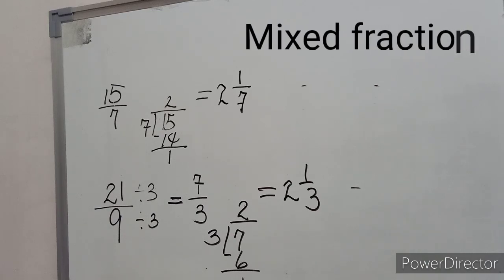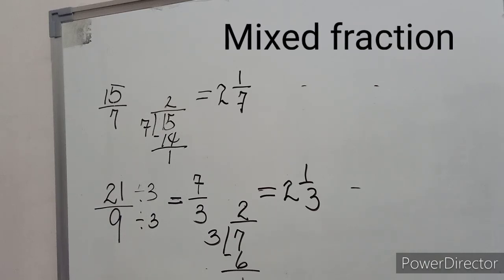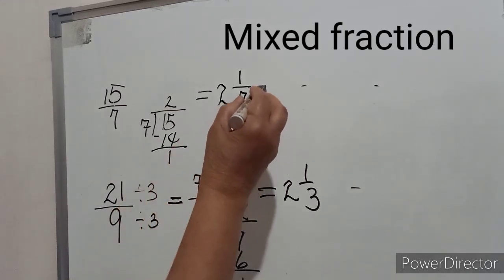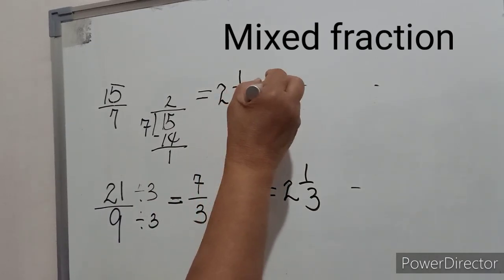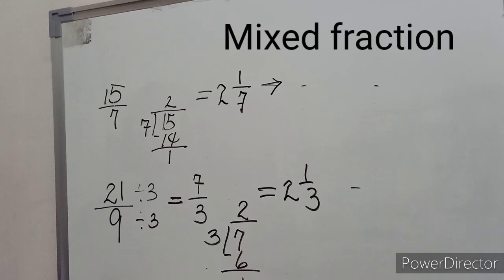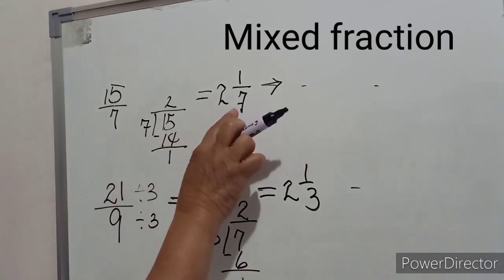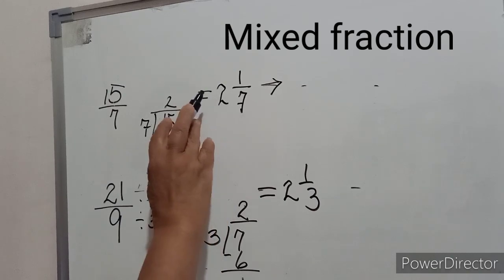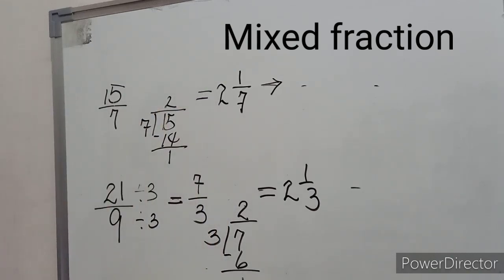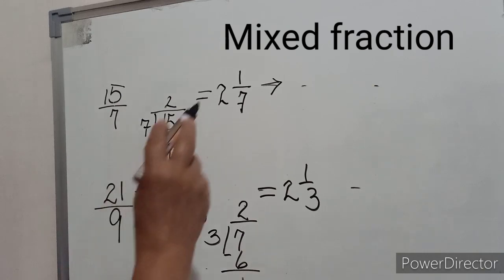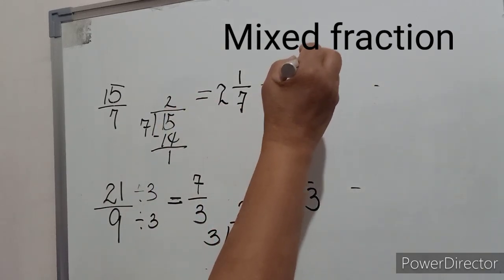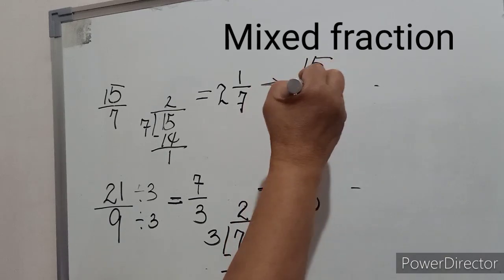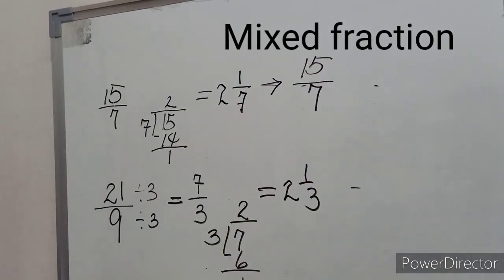Now, for you to be sure that these are really the mixed fractions for the given improper fractions, you can change your mixed fraction back into an improper fraction. How? By multiplying the denominator by the whole number. So 7 times 2 is equal to 14, plus the numerator 1 will give us 15 over 7.